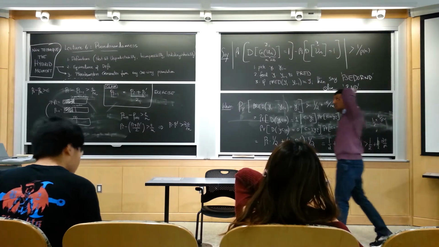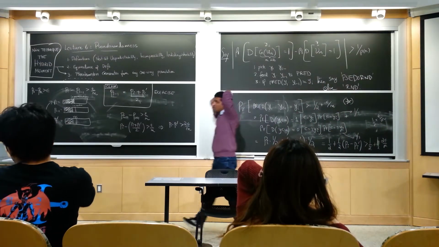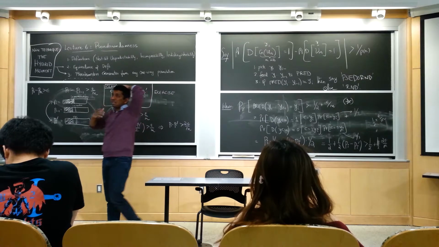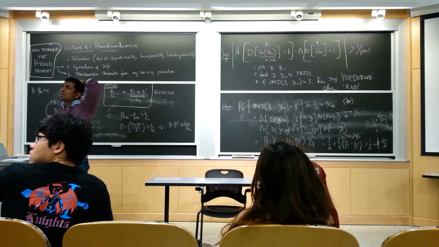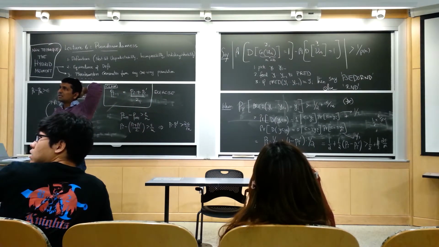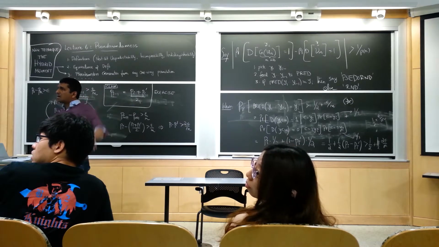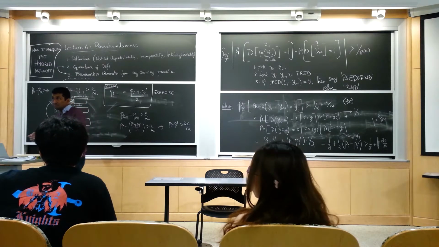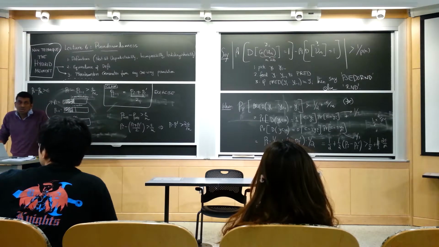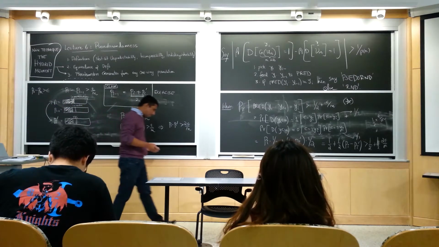Since i depends on the distinguisher, really. It doesn't depend on the pseudorandom string. The experiments don't depend on the string at all. Yeah, right. It depends on the distinguisher. Yeah, it doesn't depend on the string. That's fine.